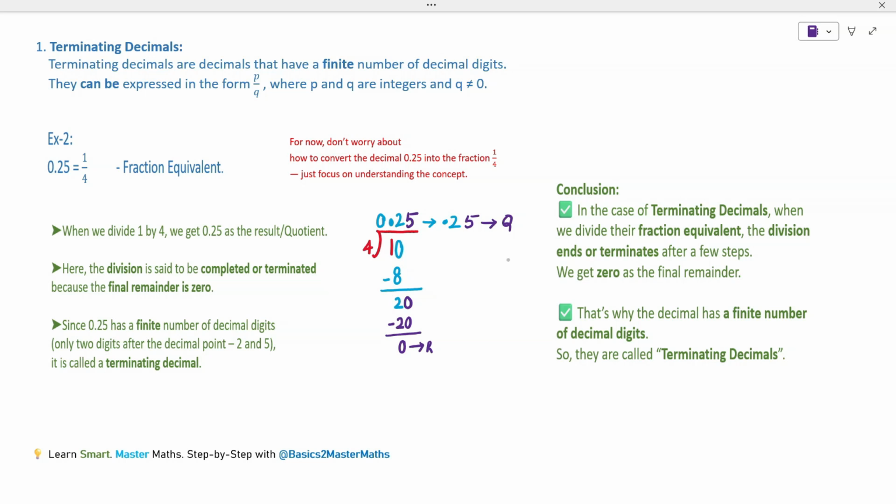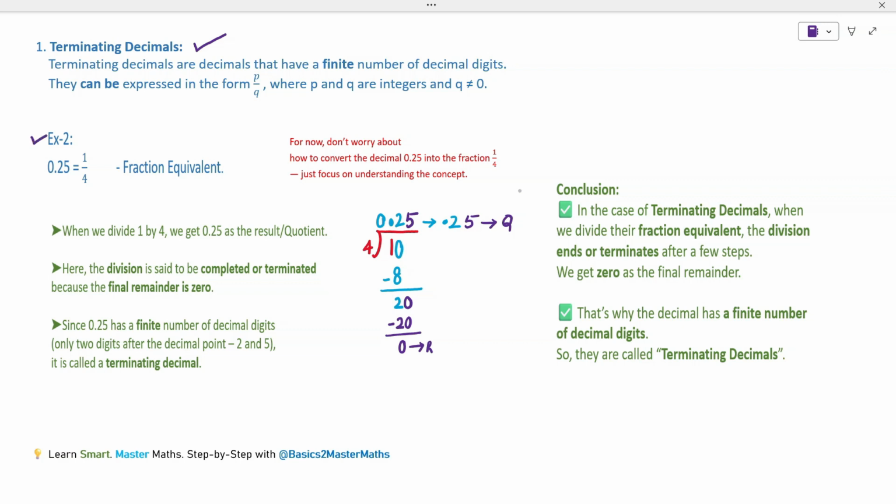Hi all, welcome again. In the previous video, we have discussed the basics of terminating decimals. In this video, we will explore this topic in depth.